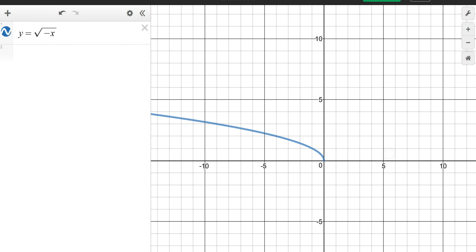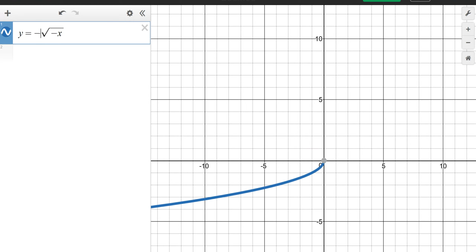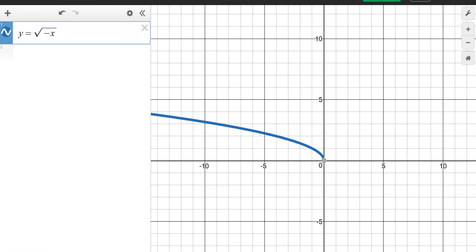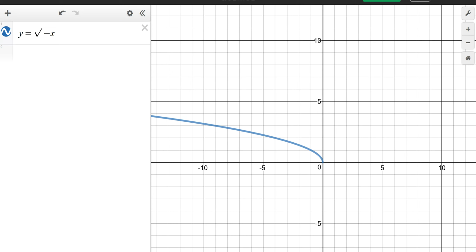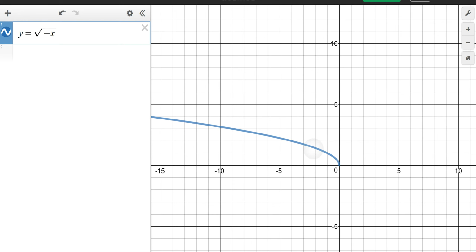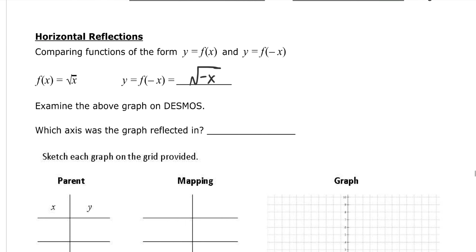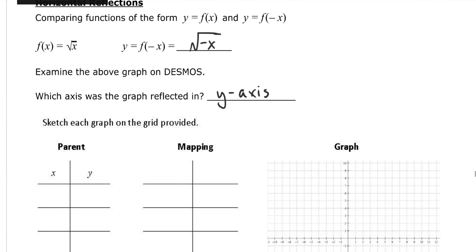Okay, so if the negative was outside, you had a reflection on the x-axis or the horizontal axis. Now, if you put the negative sign on the inside, you have a reflection along the y-axis, the vertical axis. Okay, so that's a graph reflected in the y-axis. Okay, so let's just sketch the graph on our grid.